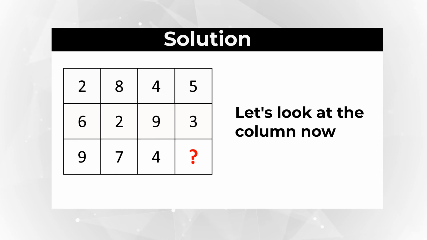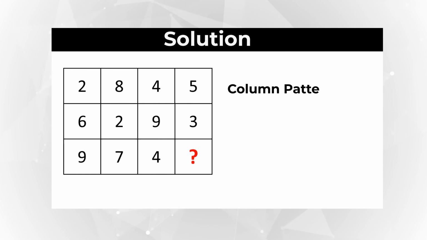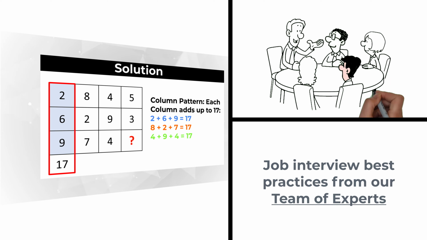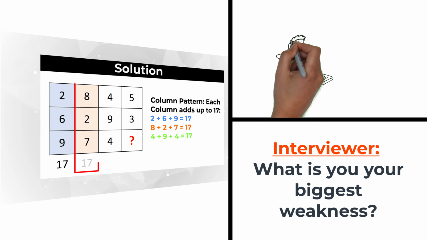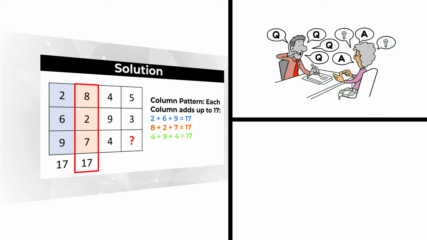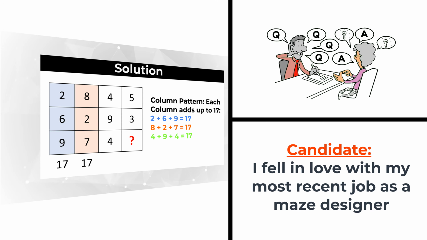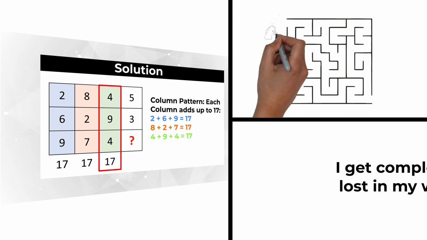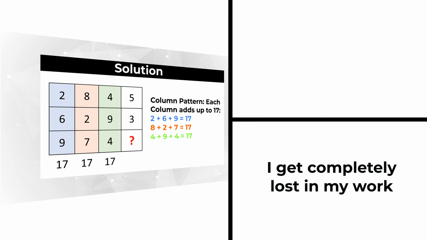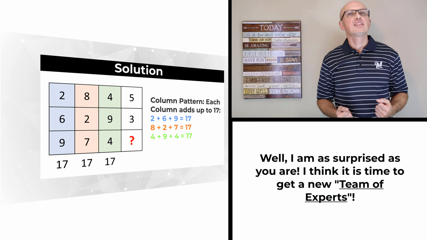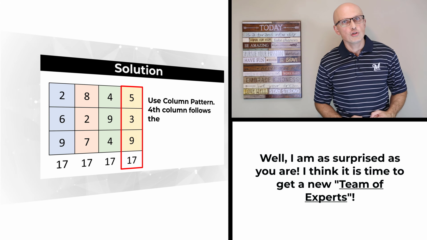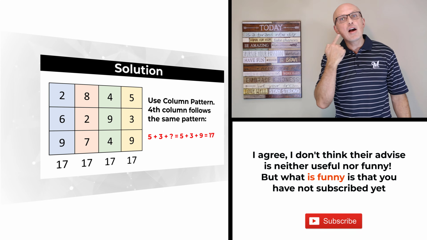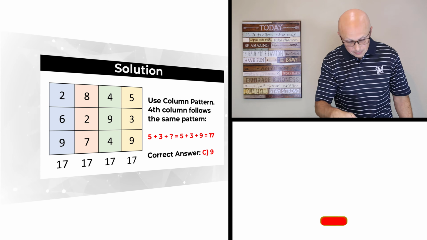Let's check the columns. The first column has values 2 plus 6 plus 9. Sum of those equals 17. Let's look at the second column. 8 plus 2 plus 7 also equals 17. I think we're getting somewhere. And then the third column is 4 plus 9 plus 4 also equals 17. Based on this information, we can calculate the missing value. 5 plus 3 plus question mark would be equal 5 plus 3 plus 9 also equals 17. So the correct choice here is choice C, 9.